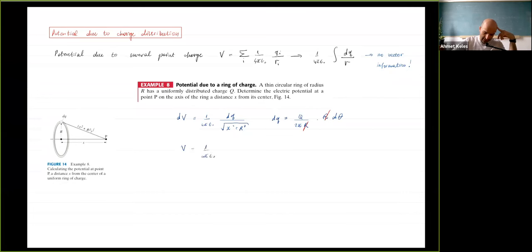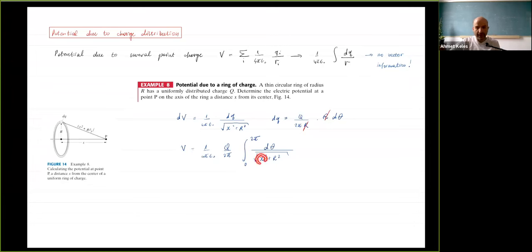Maybe I can even write this as q over 2 pi, integral of d theta divided by x squared plus r squared, from let's say 0 to 2 pi. Now the question is, how do I take this integral? Maybe I can ask this way.